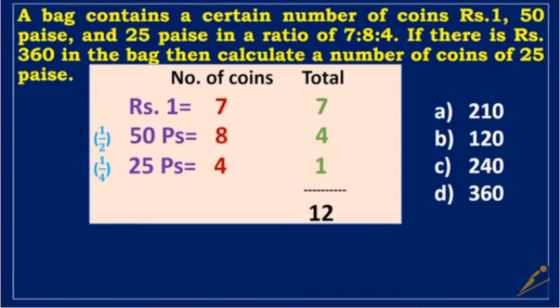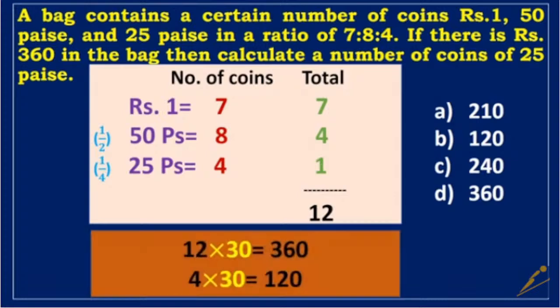Therefore, the total value of all the coins in the bag is 7 plus 4 plus 1 equals 12 rupees. However, it is given that the total value of all the coins in the bag is 360 rupees. Therefore, we can write the following equation: 12x equals 360. Solving for x, we get x is equal to 30. Finally, we can calculate the total number of 25 paise coins by multiplying 30 by 4, which is 120. So, the final answer is that there are 120 coins of 25 paise in the bag.